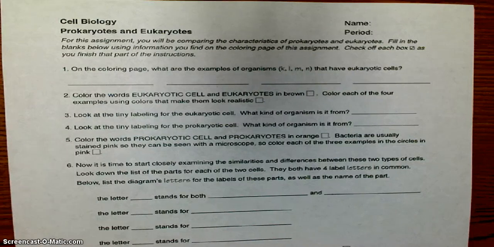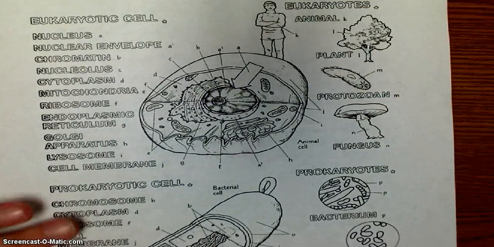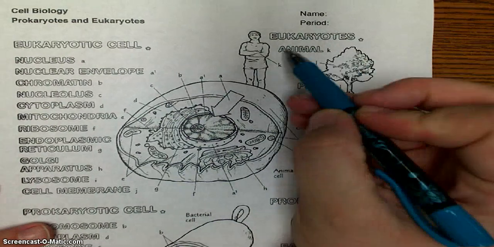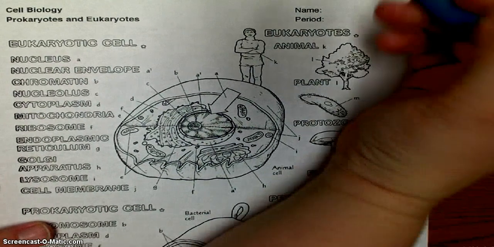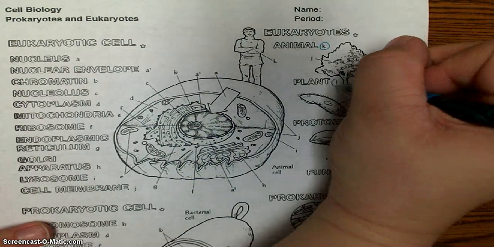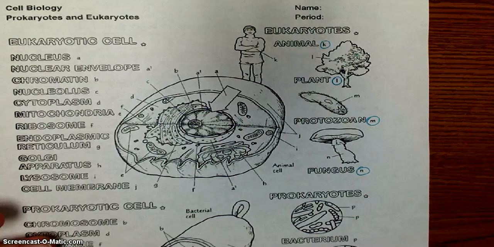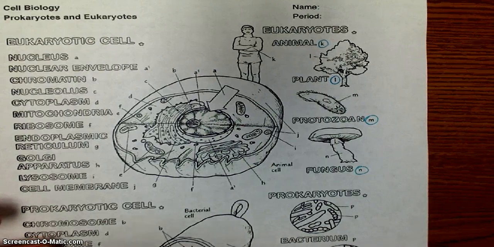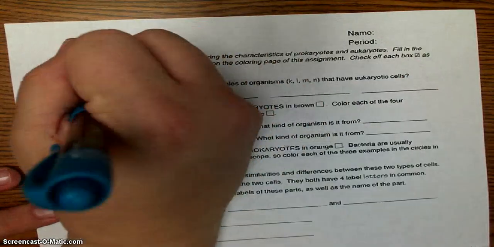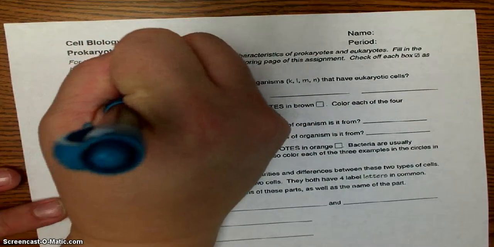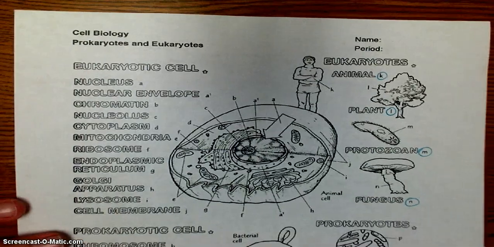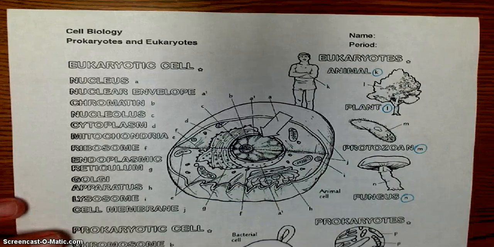On the coloring page, what are the examples of organisms K, L, M, and N that have eukaryotic cells? So I'm going to flip my paper over, and I'm going to find eukaryotes, and then I see the letters K, L, M, and N. Those are identifying those four examples. So example 1 for K is animal. Example 2 for L is plant.